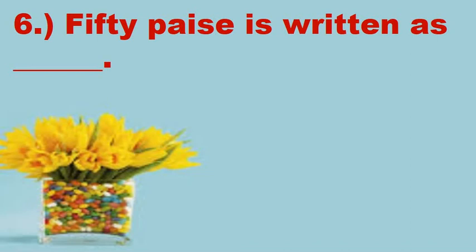Number 6. 50 paisa is written as dash. What should we do now? We have the number name fifty. The numerical value is 50 and P stands for paisa. 50 paisa is written as 50p.